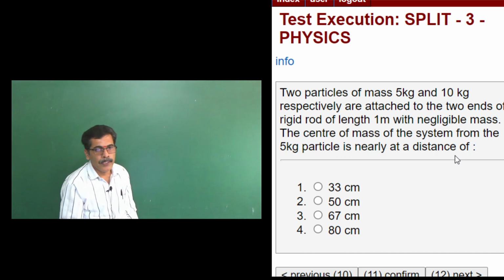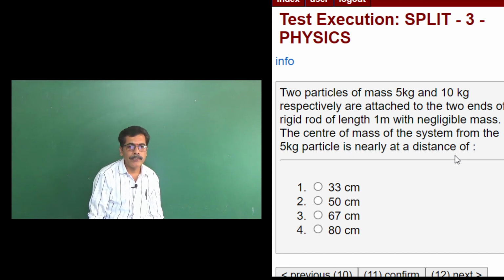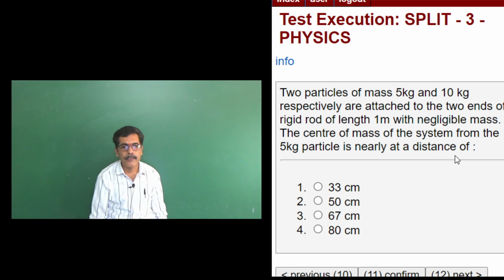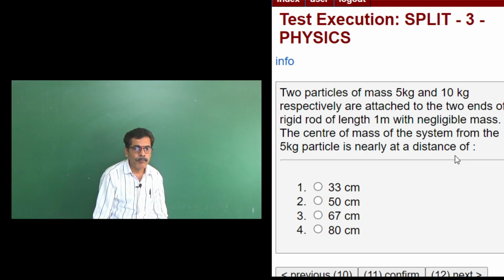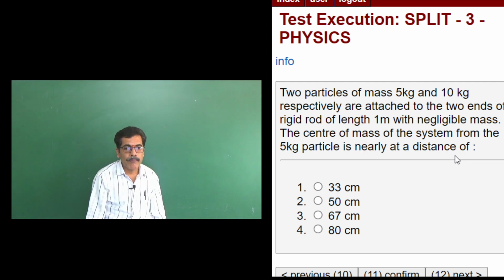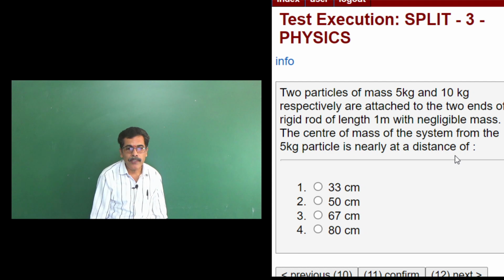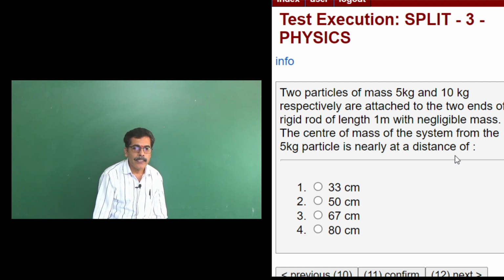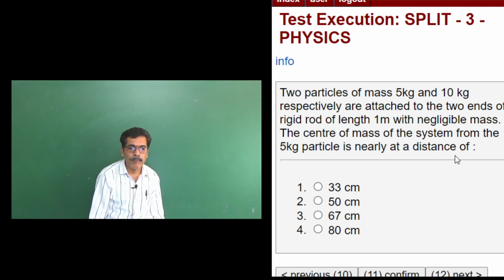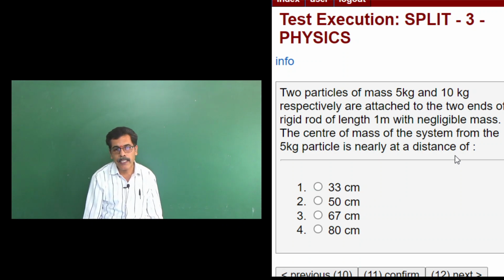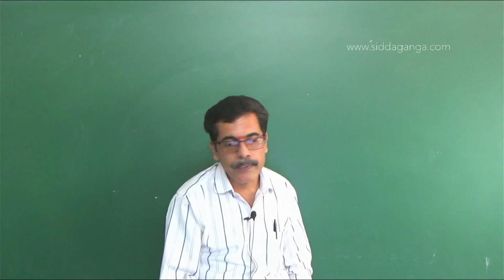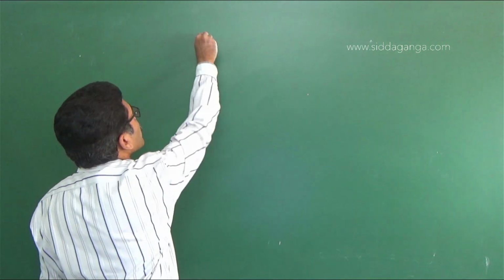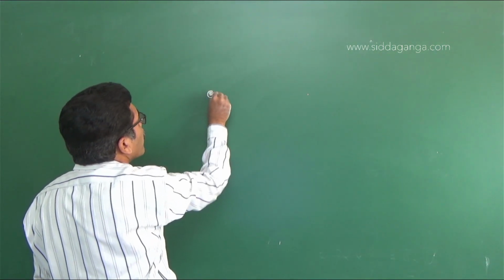Two particles of masses 5 kg and 10 kg respectively are attached to the two ends of a rigid rod of length 1 meter and negligible mass. The center of mass of the system from 5 kg is nearly at a distance of... Okay. So now we shall understand this with an example.